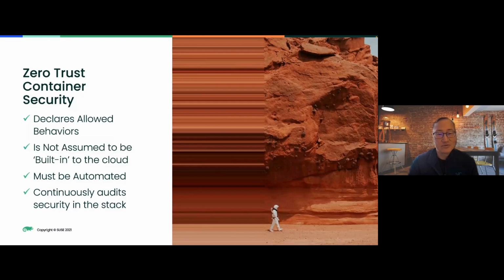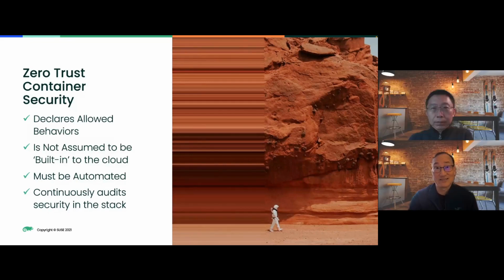So you're still responsible for a good part of that security. In order to be practical, Zero Trust security must be automated. You can't be running around adjusting the allow list every time your workloads are going to be updated. And as Faye hammered home, you need to be able to continuously audit the security in the stack.